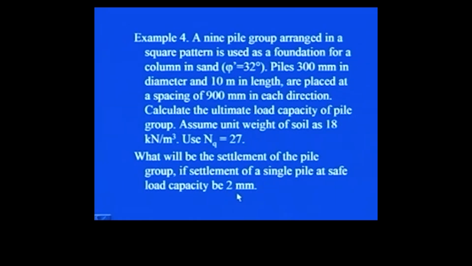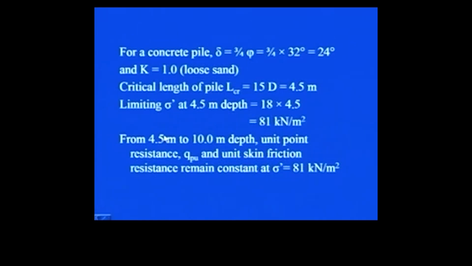So, let us see how exactly we can find it out. The pile group is in sand. So we have to forget about whatever we followed in case of pile group in clay. Just concentrate on pile group in sand. For a concrete pile, you already know that delta, that is angle of friction between the pile and the soil, is 3/4 of phi. Phi is 32 degree, which results into delta equal to 24 degree.